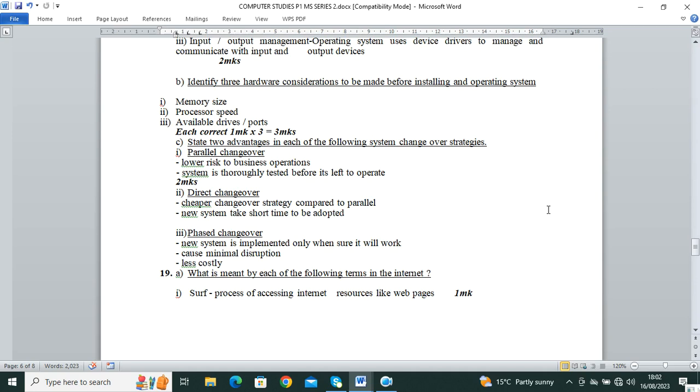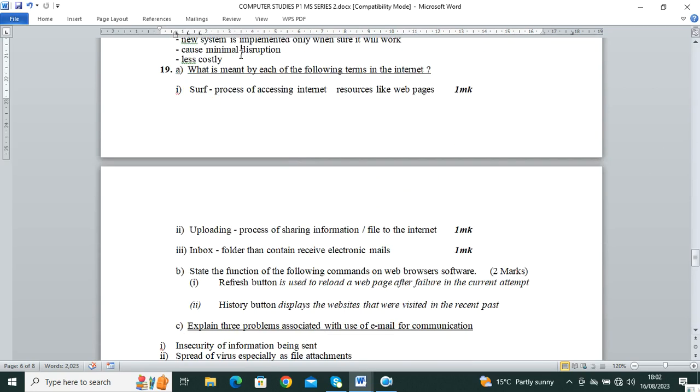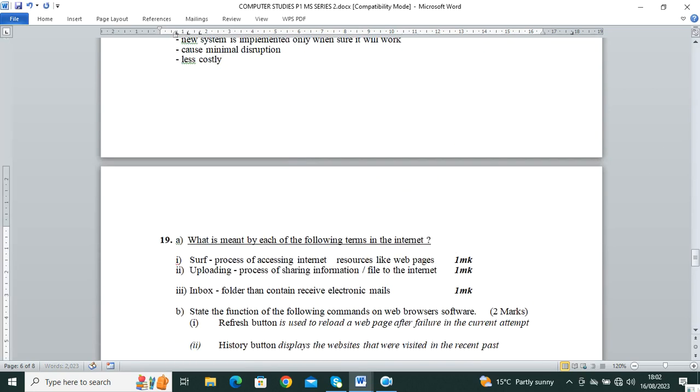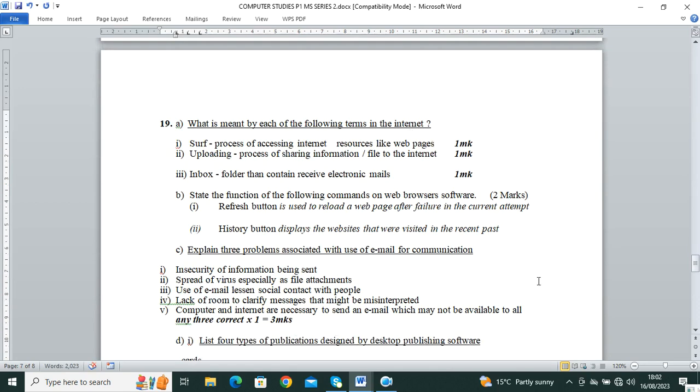Direct changeover is cheap. This is whereby the old system is discarded or lost, and then the new system is being placed. Parallel changeover is whereby the old system and the new system are run in parallel or together until the workers feel comfortable. So you can visit that one as your assignment and get the advantages and the disadvantages in book three. Then guys, we have our second last question, question 19.